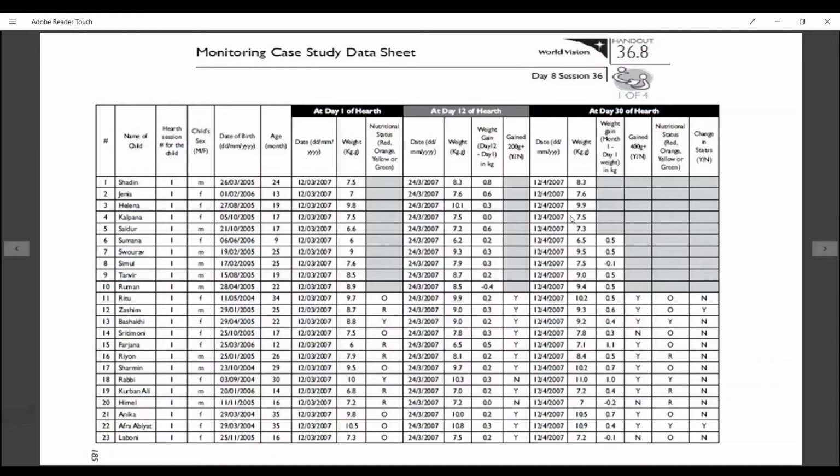So this was the monitoring case study datasheet provided. Each group was supposed to complete the areas in gray and then provide feedback. By now you have already noticed that this can also be done using the PDH Excel spreadsheet or the online database.